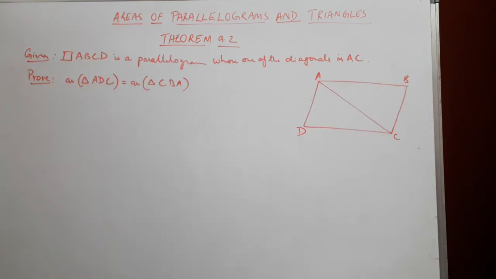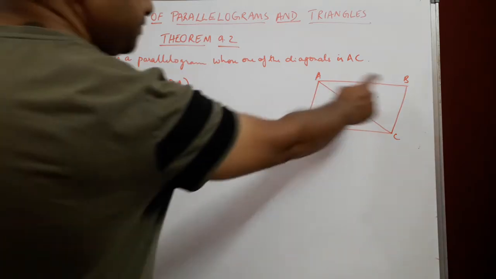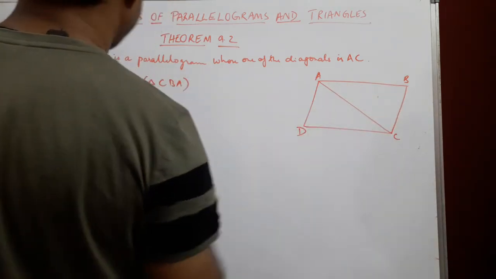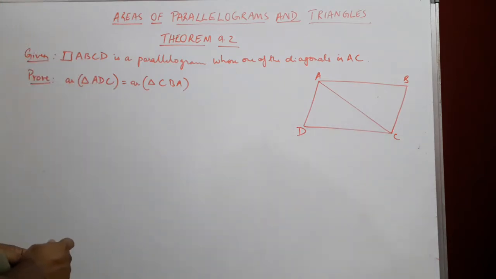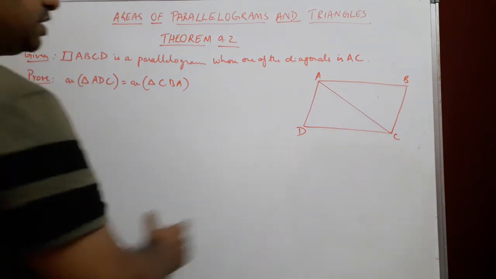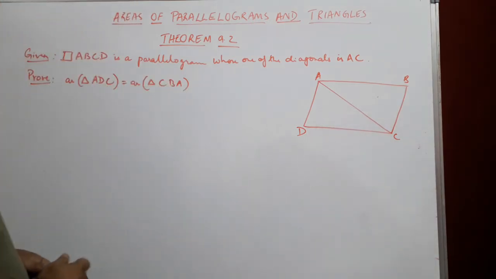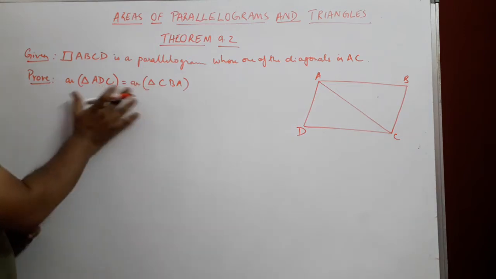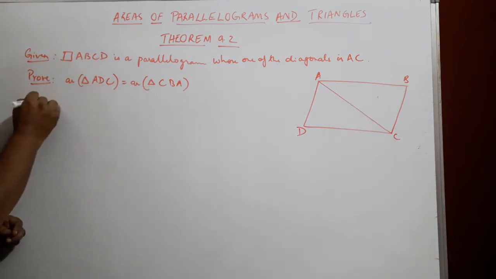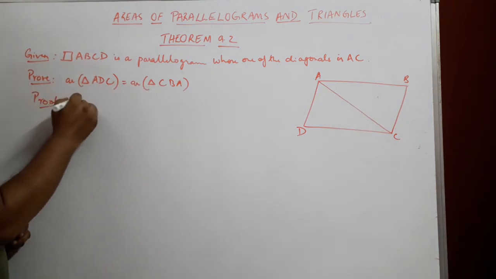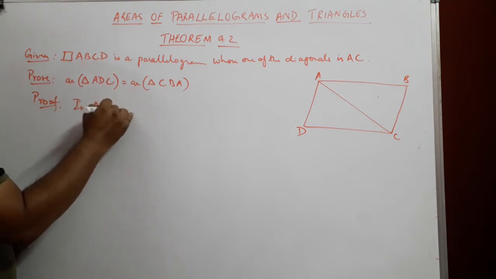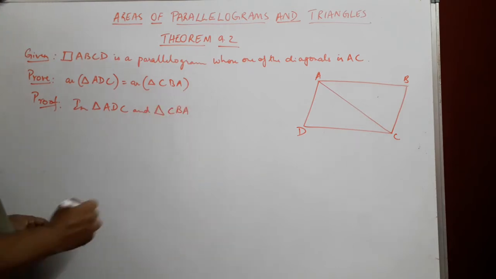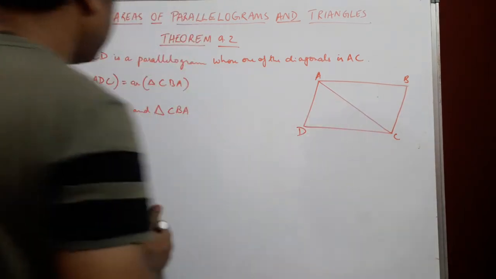We are given quadrilateral ABCD is a parallelogram whose one of the diagonals is AC, and we are asked to prove that area of triangle ADC is equal to area of triangle CBA. Let us begin with these two particular triangles. So, proof: in triangle ADC and triangle CBA.